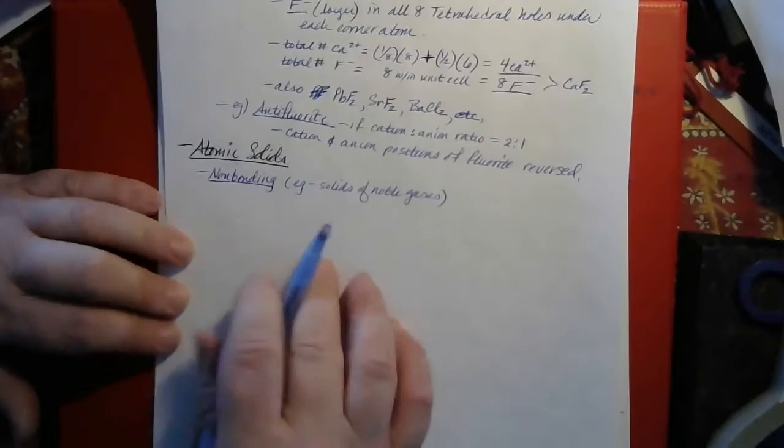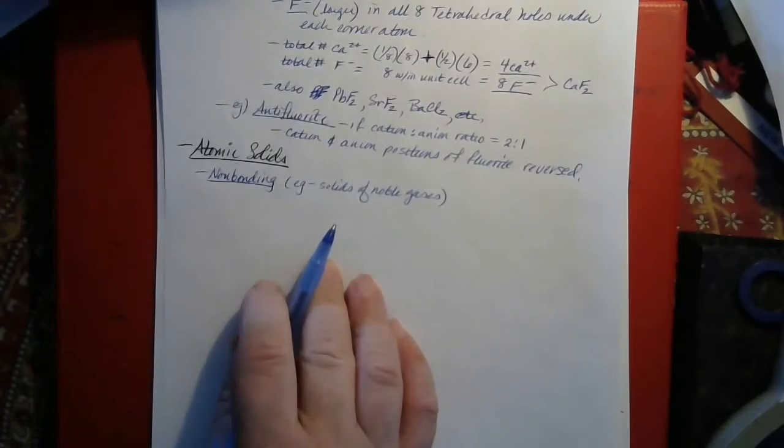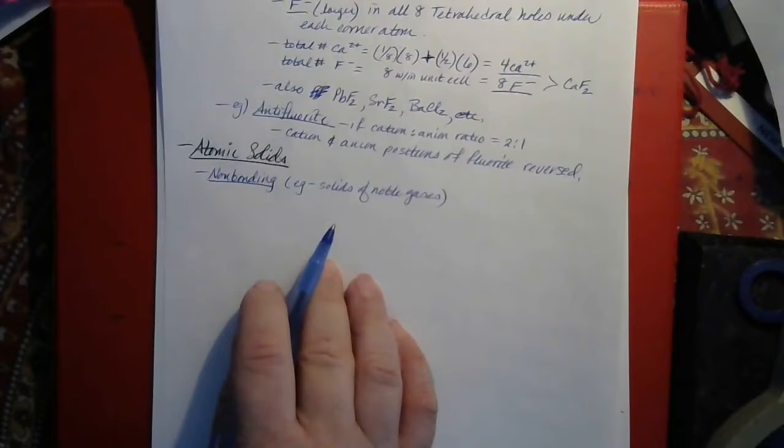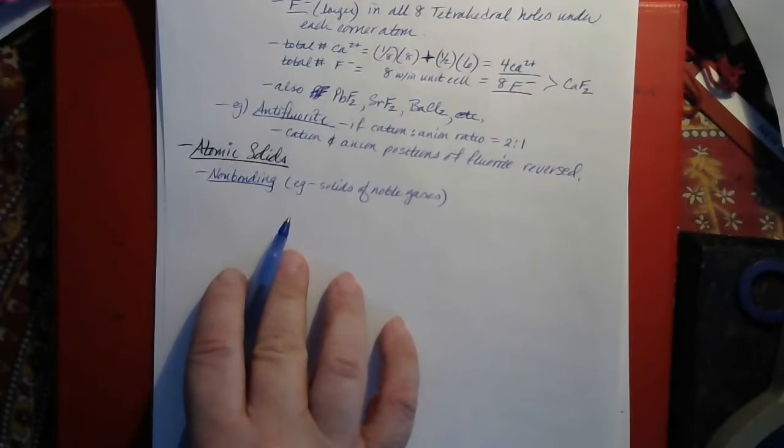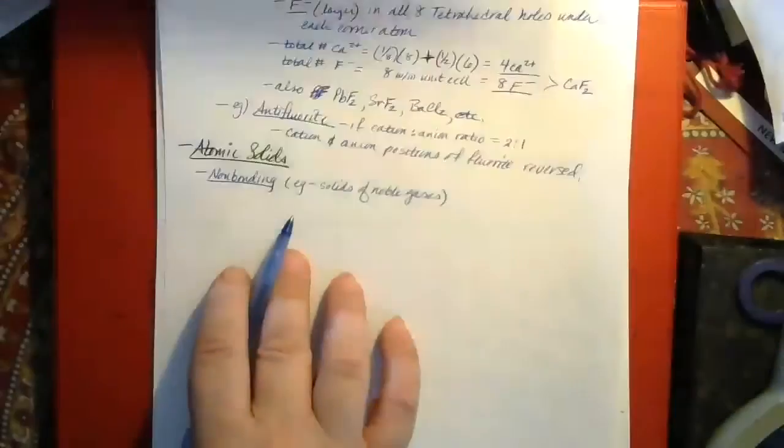Okay, and finally, where we left off was we were about to go over atomic solids. This would be the last category of the types of solids we need to go over. You've got non-bonding and you've got metallic solids, and also network covalent solids.